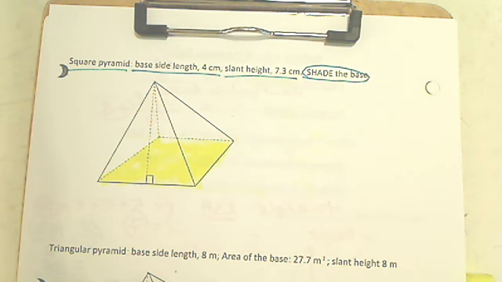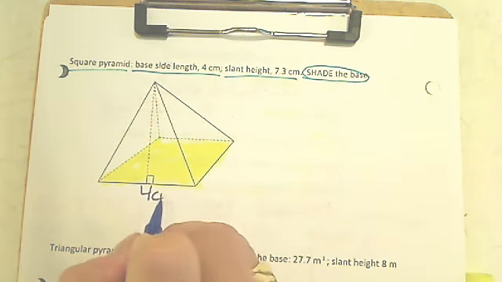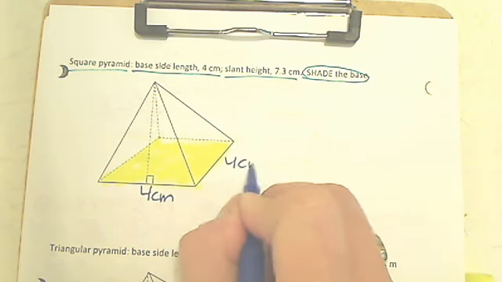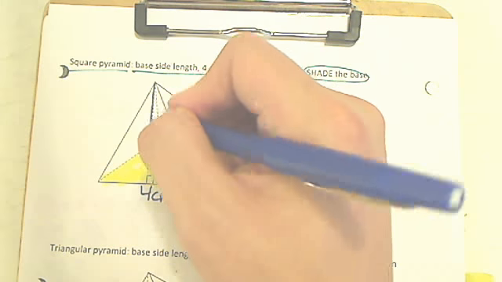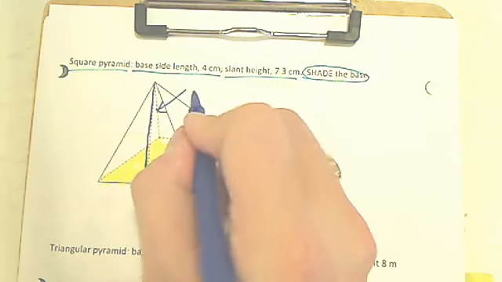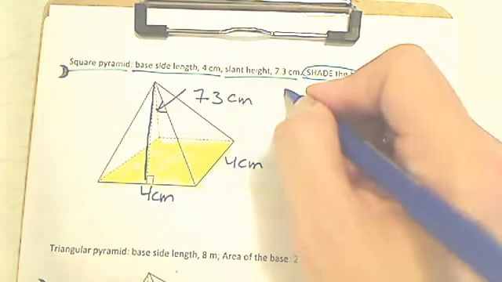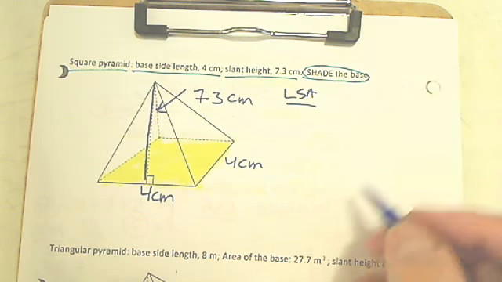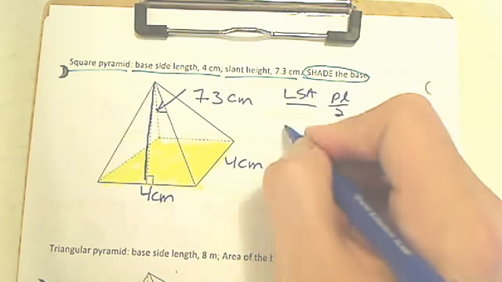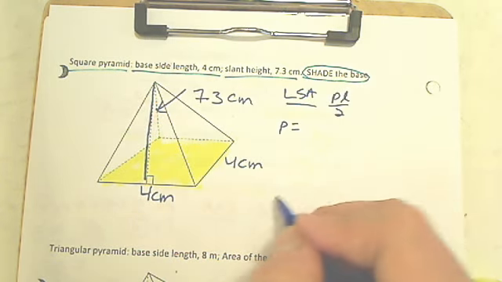Okay, so the base length is 4. If it's 4 here, and it's 4 here, and the height is 7.3 centimeters. Find the lateral using PL divided by 2. Find the perimeter, and find the total.